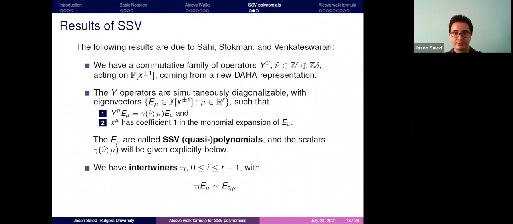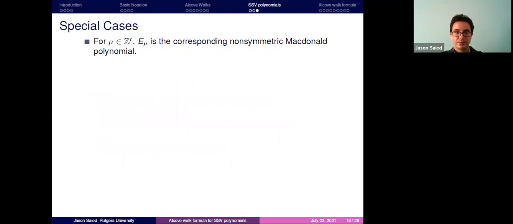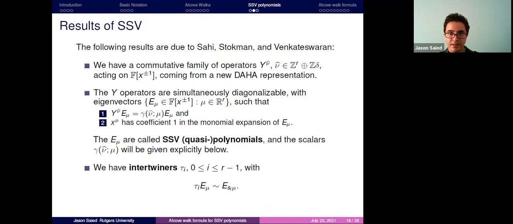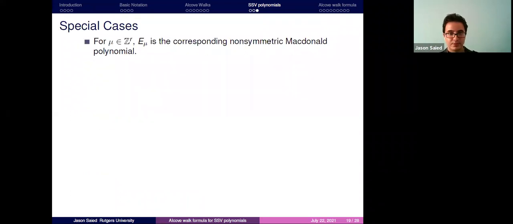So now that we have this set up and we know what SSV polynomials are, let's look at a few examples. First of all, if mu is an integer, then E mu is the corresponding Macdonald polynomial. This is good to know. It lets us tie things back to what we knew before. The point is that all of the G parameters are going to go away, and we're just acting on the space of Laurent polynomials rather than quasi-polynomials. So everything is as you already know. The new stuff is whenever mu is not just integers.